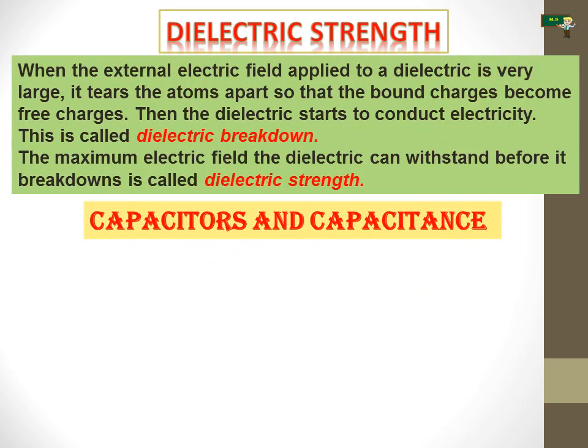When the external electric field applied to a dielectric is very large, it tears the atom apart so that the bound charges become free charges. Then the dielectric starts to conduct electricity. This is called dielectric breakdown. The maximum electric field the dielectric can withstand before its breakdown is called dielectric strength.